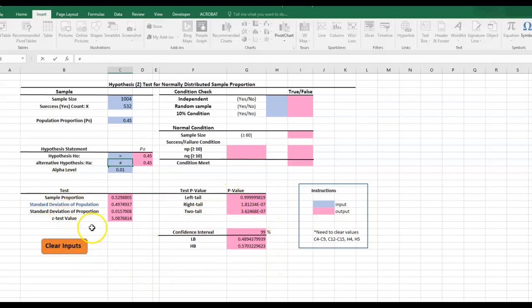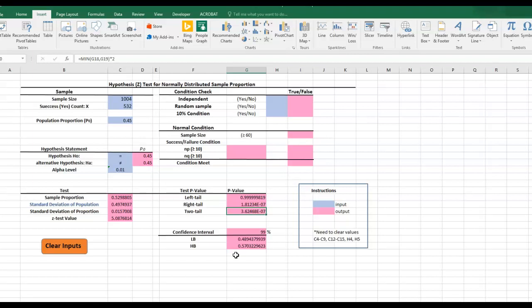Now we interpret these results. We get the Z test value of 5.0876, approximately equal to 5.09, and then the two-tailed p-value gives us 3.624, but remember, we have to look at the back. That is basically e to the negative 7. So that's a really small value, 0.0000003624. This indicates our p-value is close to 0, and the lower and upper boundaries of the 99% confidence interval are 0.489 to 0.570.